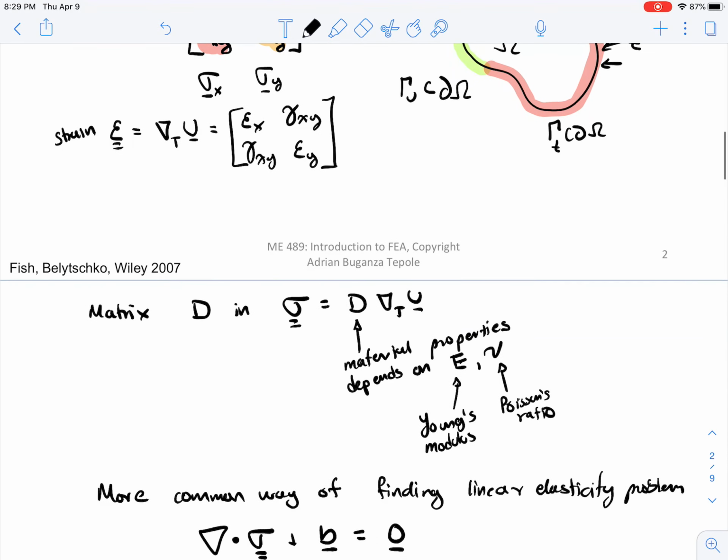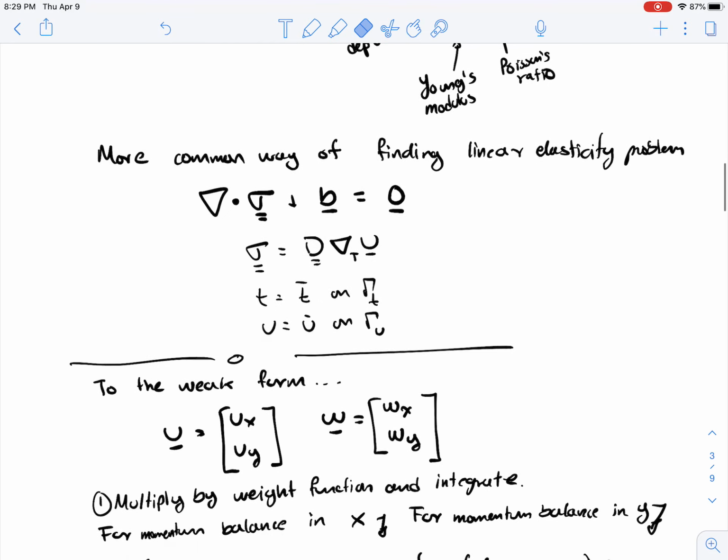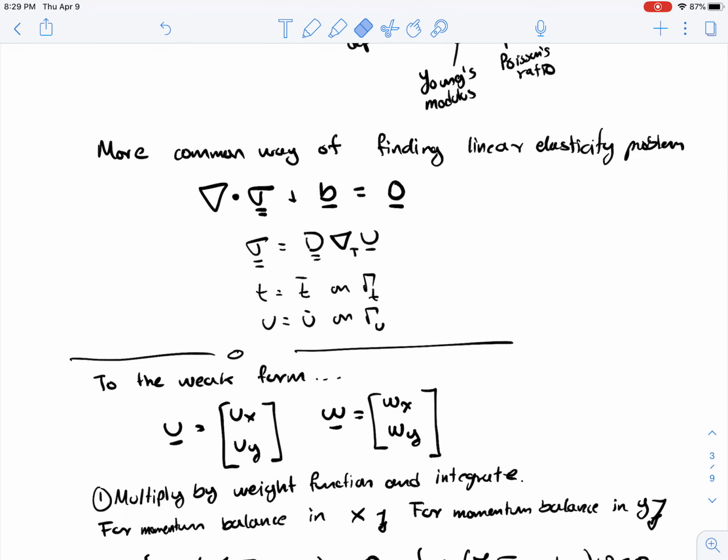Then I'm going to skip a little bit of the other things that I said. The other important thing is that what you'll see more frequently is this form. So instead of seeing it as two separate problems, more likely you will see it as a single problem: divergence of sigma plus b equals 0.